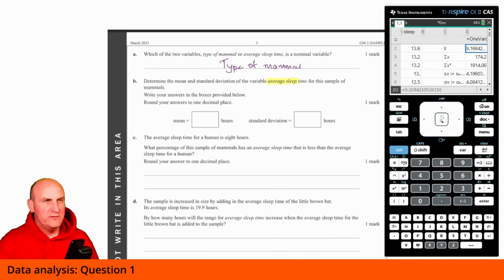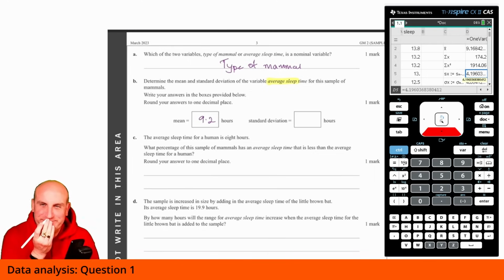So I'm going to write in there, what does it want? My mean to 1 decimal place, which is going to be 9.2, he says, writing in highlighter. 9.2, and my standard deviation, which is SX, and I won't tell you how I remember that one because it's mildly inappropriate. Moving on. What is it? 1 decimal place is going to be 4.2 hours.